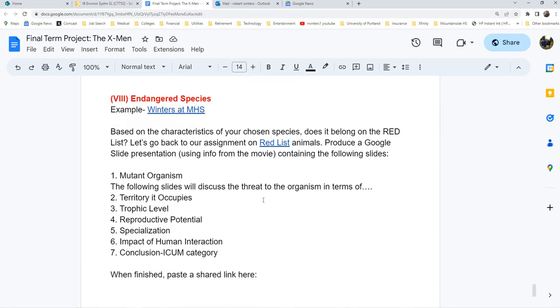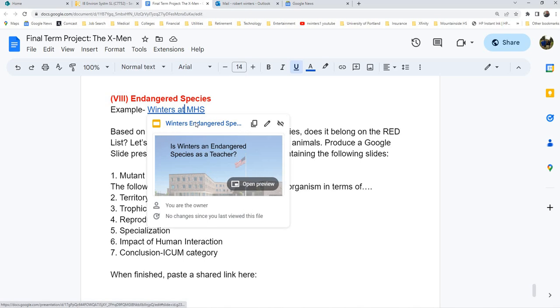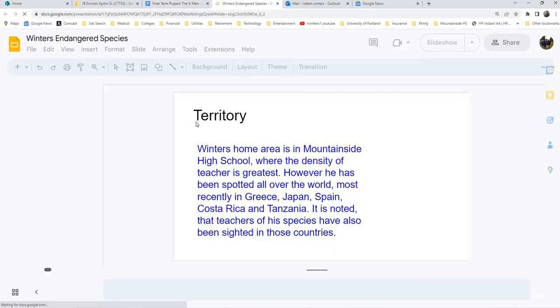Then we're going to go ahead and do endangered species. Remember when we did the whole thing on the red list. And so I want you once again to put together a slideshow just like you did with the red list animals, except this time you will do your species that you have been assigned. I have given you an example over here. This is using me again, Winters.